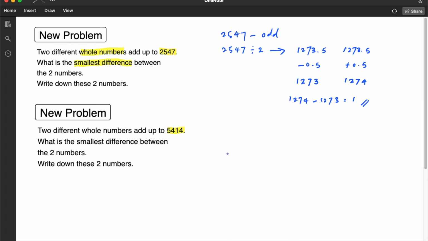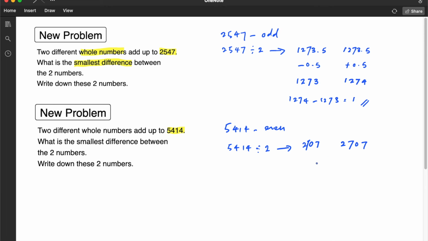Now let's do the second number, 5414, and see whether we're going to get the same answer as the first one. So this is even. What we can do is the same thing. Take 5414 divided by 2. What do we get? 2707. Now because the question said the numbers must be different, these two cannot be the answer.